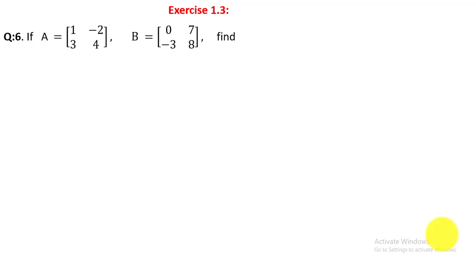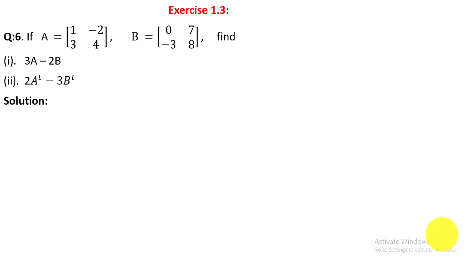Question 6. If A is equal to the matrix having elements 1, -2, 3 and 4, and B is equal to the matrix having elements 0, 7, -3 and 8, find in first 3A - 2B. In second, find 2A transpose - 3B transpose.